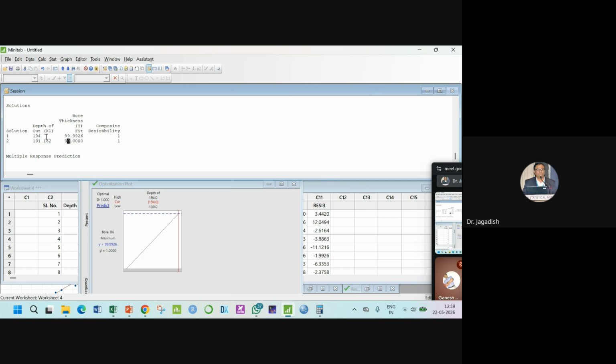Okay, so desirability is only one. Although I asked Minitab to give three solutions, it searched the optimization under that surface region, and only two solutions are available. One is you keep x1 at 194 in the machine, you will get 99.99 as bore thickness. If you keep 191.162 in the machine as depth of cut, you will get approximately 98. It is an approximate 98 you will get.